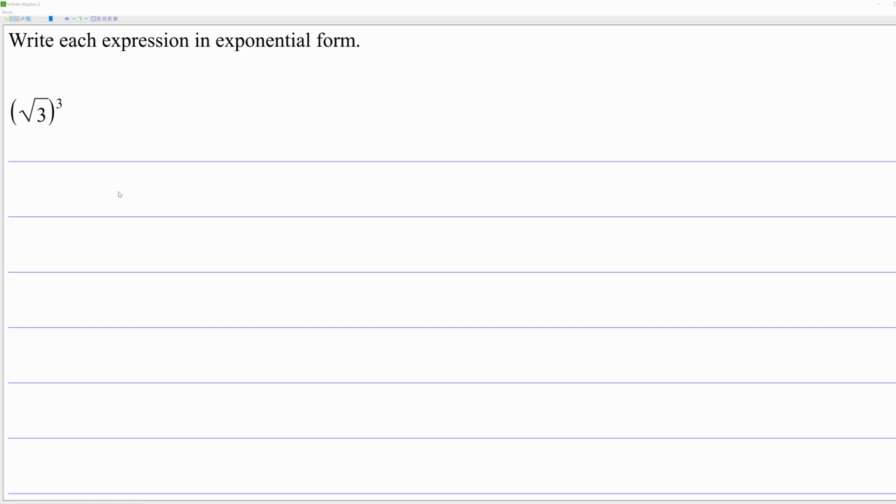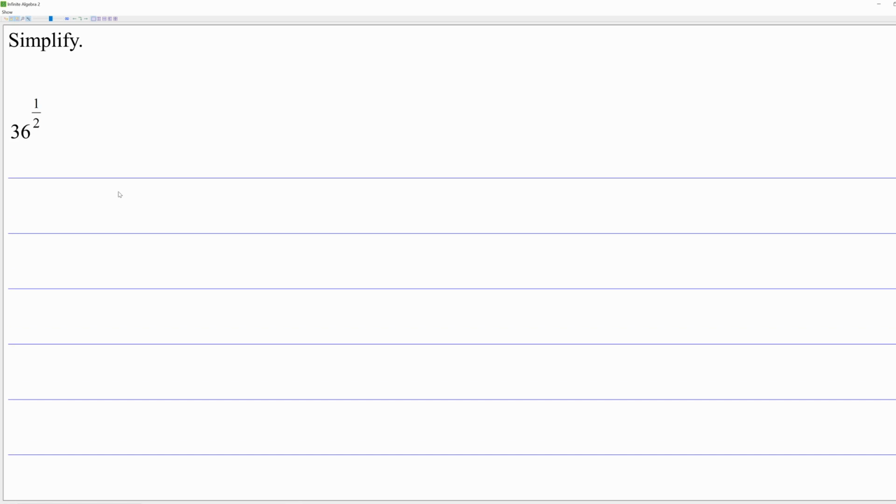Now, when we get to doing arithmetic with these, it takes a little practice. So 36 to the 1/2 power, well, that means the square root of 36, and the square root of 36 is 6. Now there's no reason to show the work here, you can just write the answer, but it relies on you knowing that 1/2 power means square root.